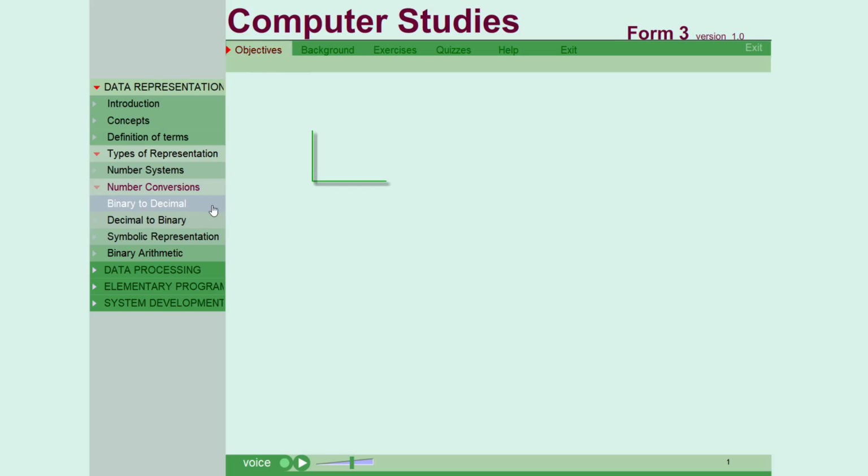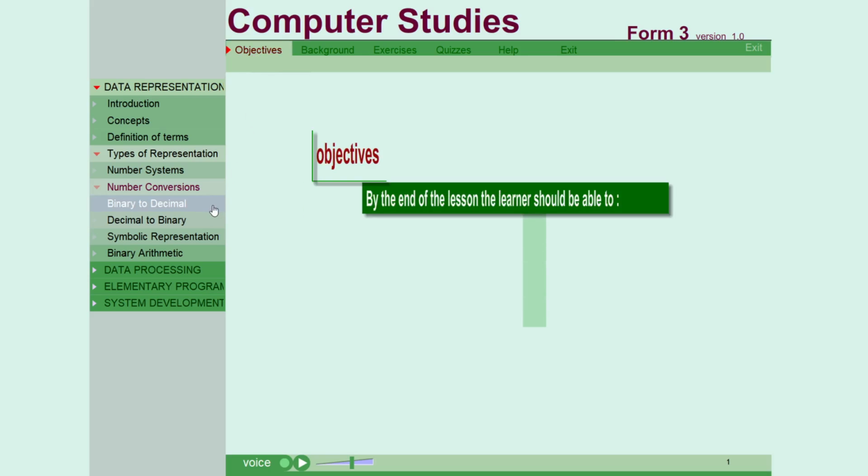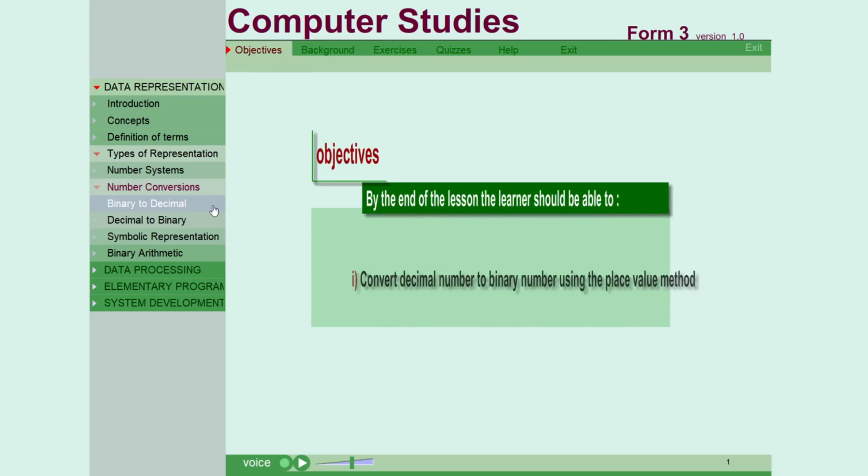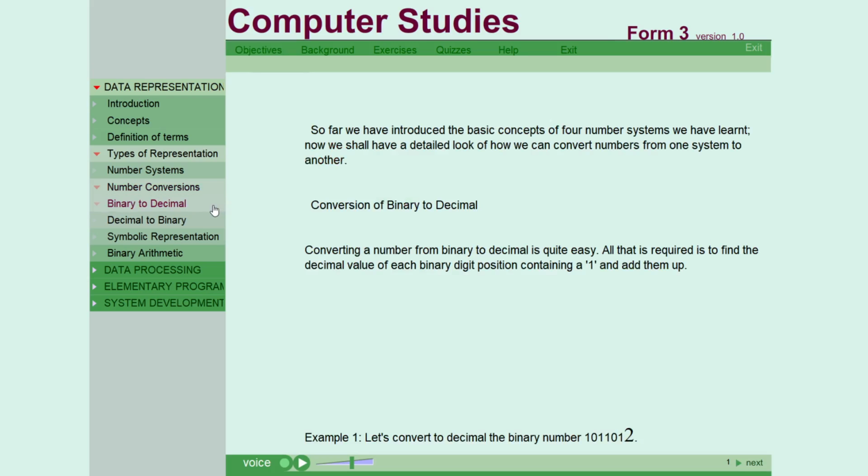By the end of the lesson, the learner should be able to convert binary numbers to decimal numbers. So far, we have introduced the basic concepts of the four number systems we have learned. Now, we shall have a detailed look at how we can convert numbers from one system to another.